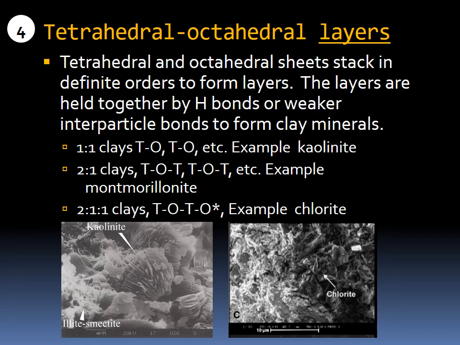Why? Because 1-to-1 means that you have one tetrahedral sheet and one octahedral sheet, 1-to-1, and they form a layer called TO, 1-to-1. And then you have another TO, which is another layer, and another TO, which is another layer. And all of these layers form Kaolinite.